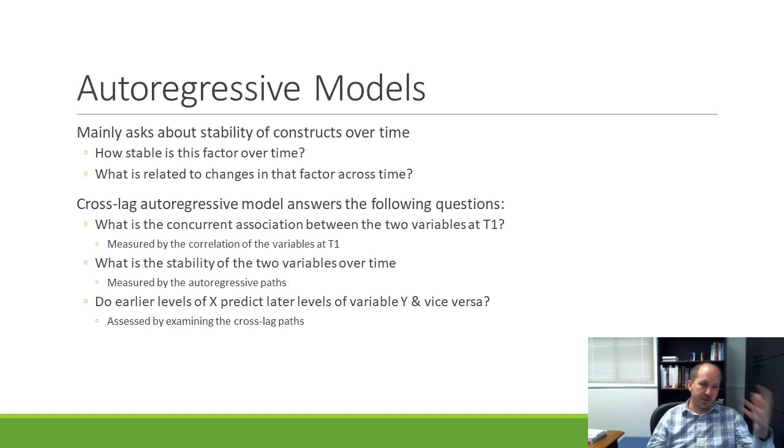So, do earlier levels of parent-child conflict predict later levels of adolescent alcohol use? Autoregressive models are a very important kind of longitudinal analysis and are really fantastic to use, especially in secondary data analysis, where people have been asked the same questions across time. You can very easily develop an autoregressive model.